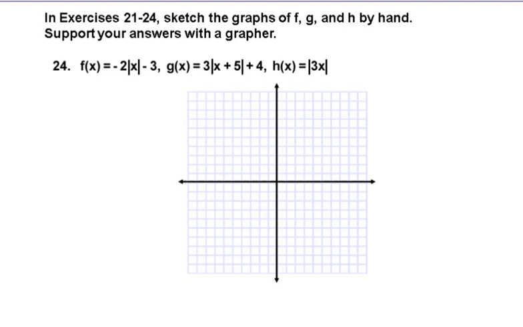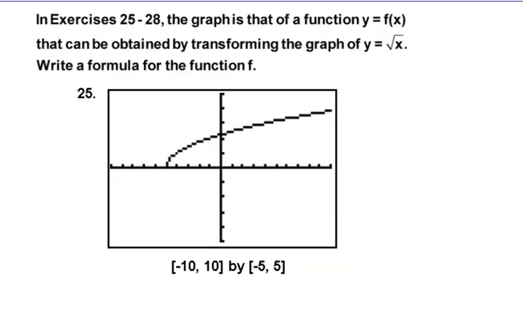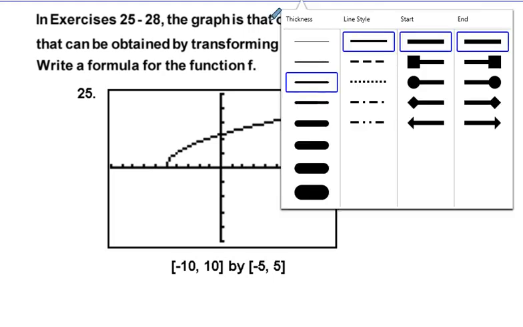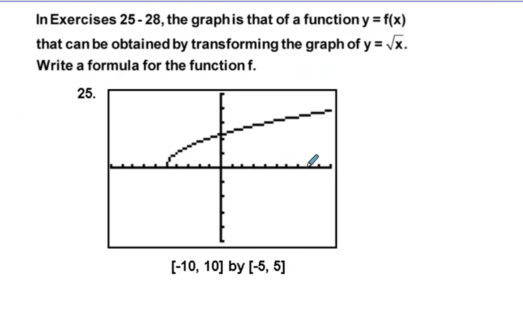Next on our problem, I'm going to go to 25. Next, exercise 25 through 28, the graph is that of a function y equals f of x that can be obtained by transforming the graph of y equals square root of x. Write a formula for the function f. Well, I have a hard time seeing everything here, but basically for the function y equals f of x, we're going to have a standard parent function.